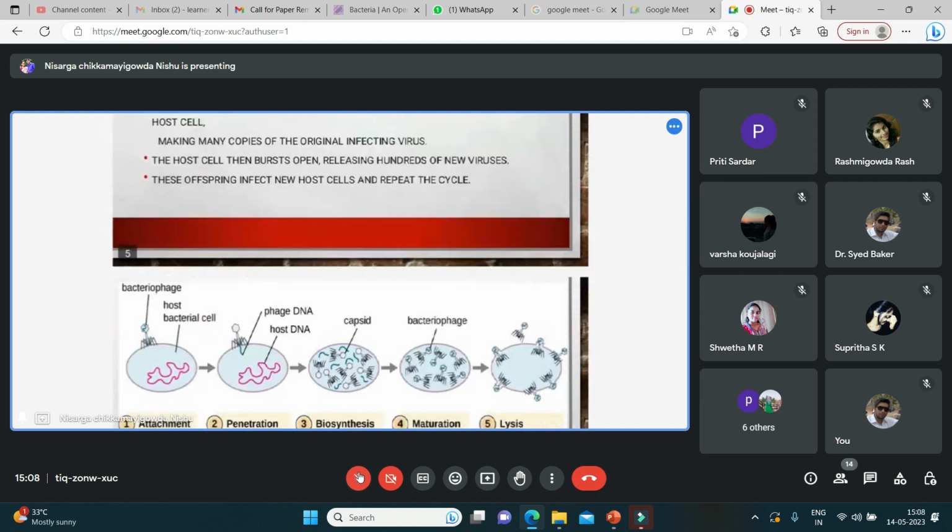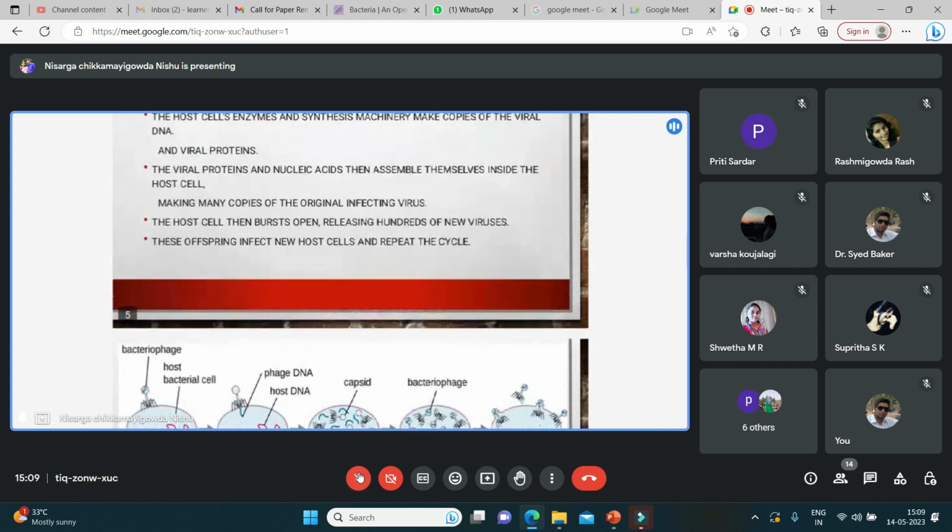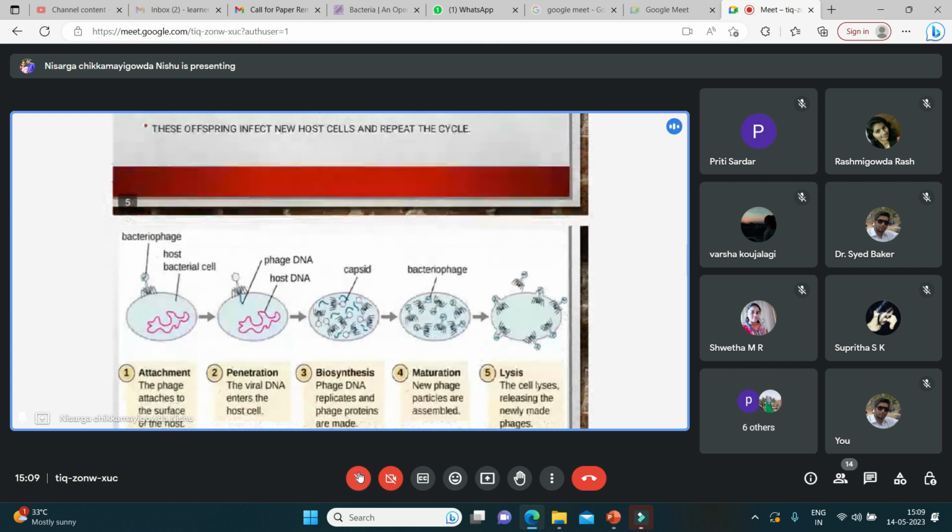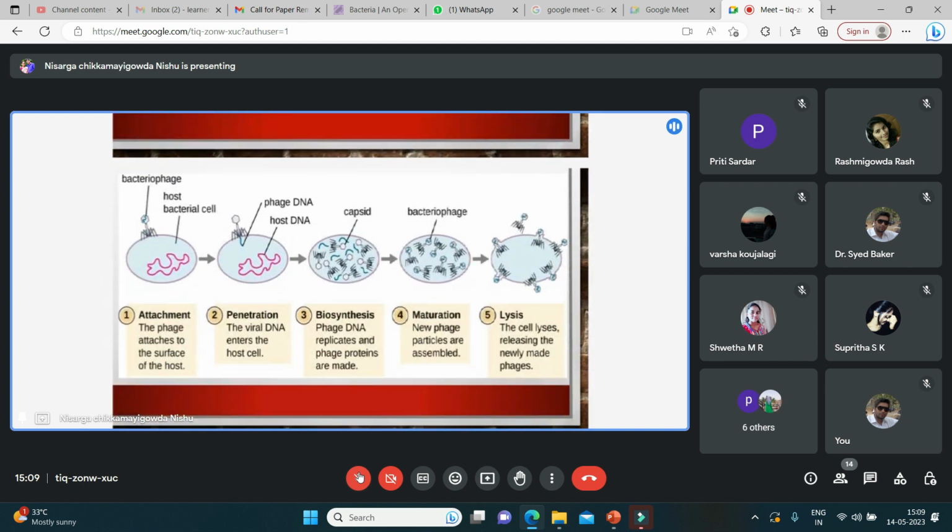As you can see over here, there is a lytic cycle. The first step is attachment. In attachment, the virus gets attached onto the surface of the host; the virus comes and binds to the surface of the host. It recognizes the receptor on the host cell, and once it recognizes that receptor, some particle on the surface of the virus will come and bind to the host cell.